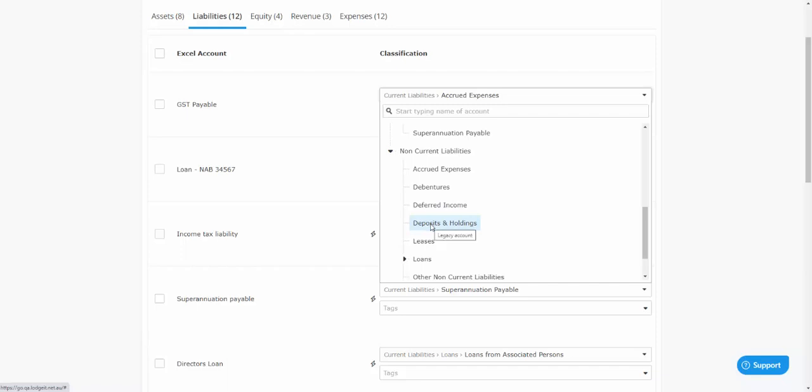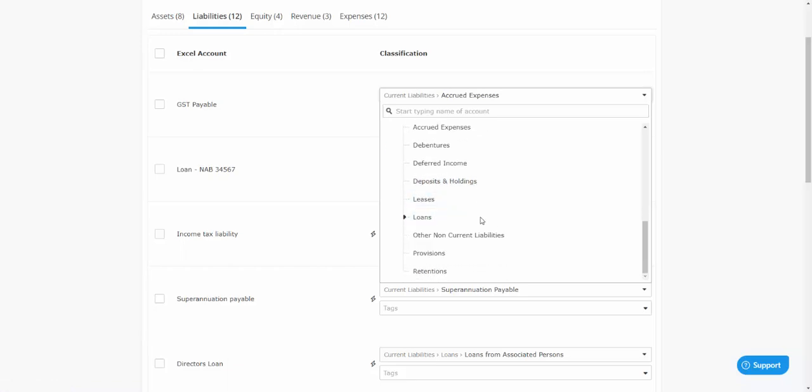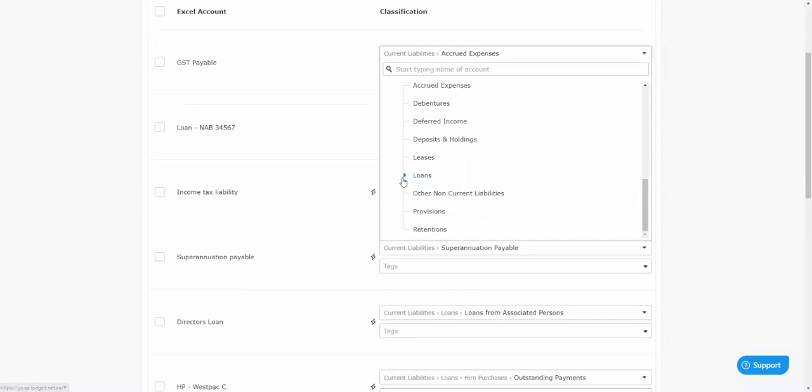Deposits and holdings, anytime you're holding money on a deposit, and you're going to keep holding it maybe for a long term, when you've got maybe a property which has been rented and you're holding the deposit on that. Leases, again, are long-term leases. Loans, again, we break the loans into, these are loans, from a liability perspective, so these are loans that your business would owe. So hire purchases, if you want to learn more about hire purchases, we've got some knowledge content on that.